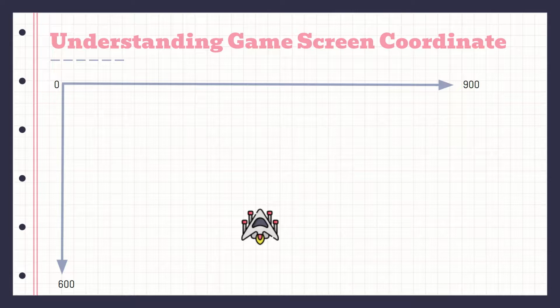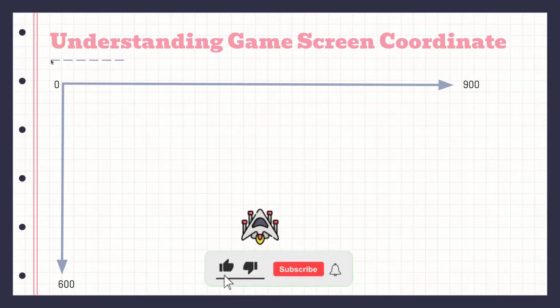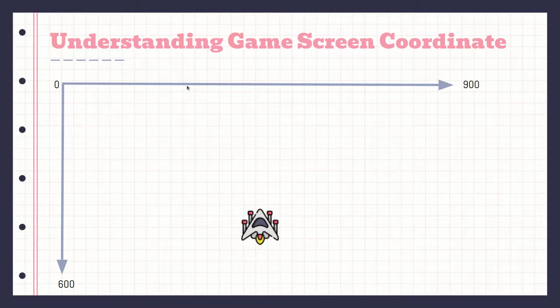In game development and on computer screens, the way it works is a bit different. On a computer screen, we start at the very top. Imagine this was my screen. We start at the very top up here, so this is 0,0. As we go to the right, the X increases. As we go downwards to the bottom, the Y increases.